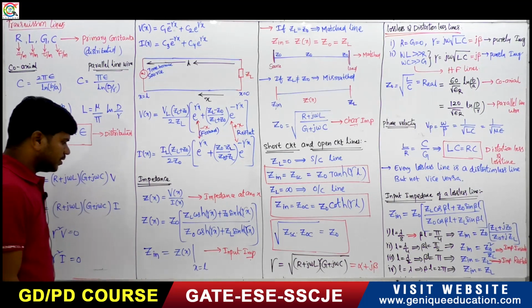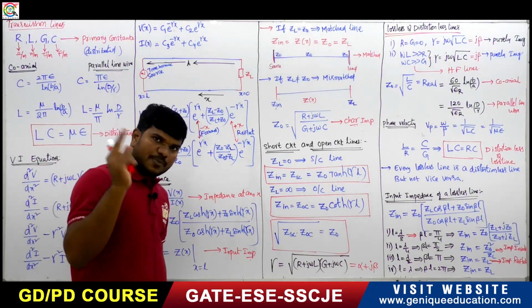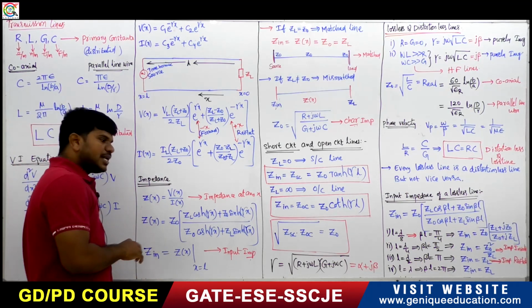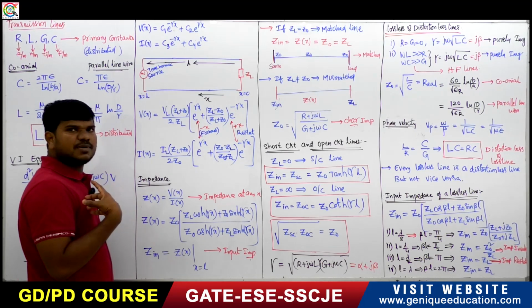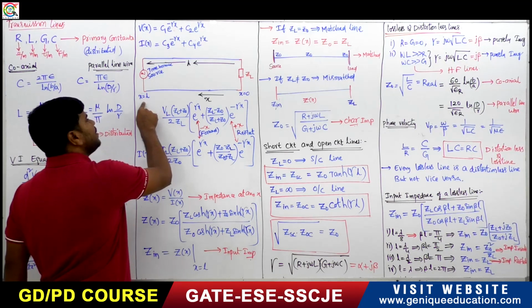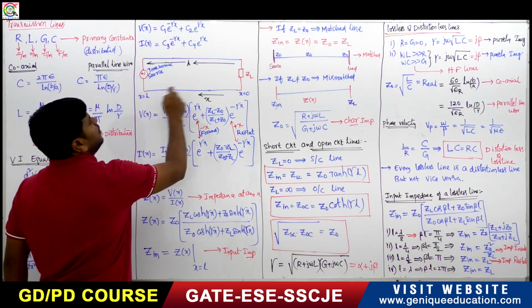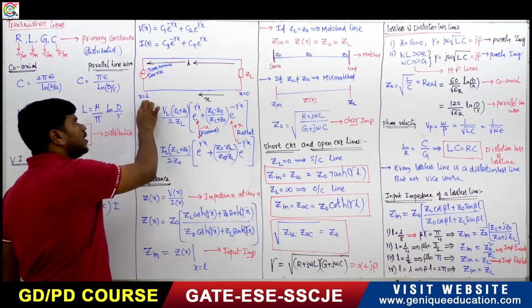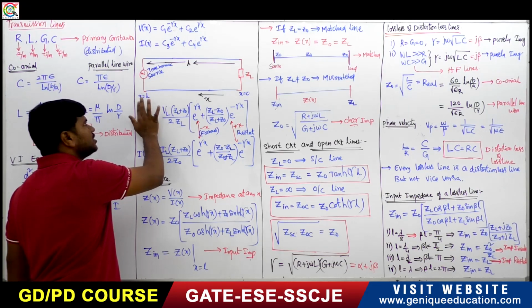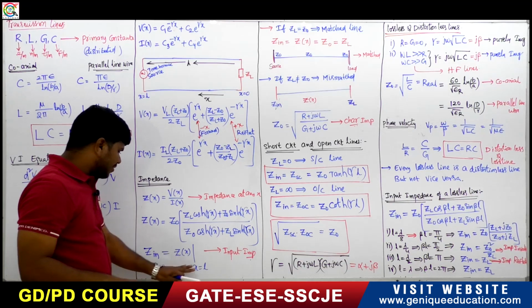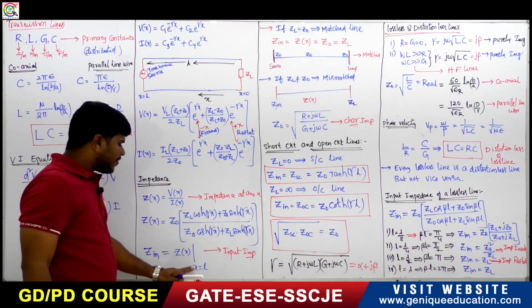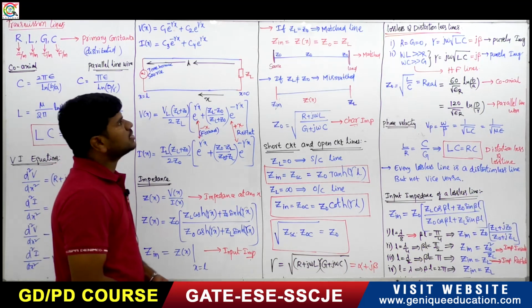Okay, now suppose you want to find the input impedance for any line. Input impedance means what? The impedance at this place. What is the distance? The distance is L from the load. So if you put x equal to L, then this will be called the input impedance. So Zin is equal to Z of x at x equal to L. This is called the input impedance.